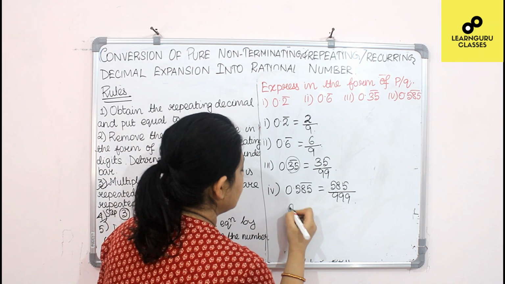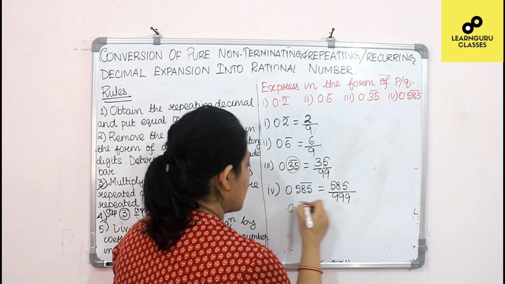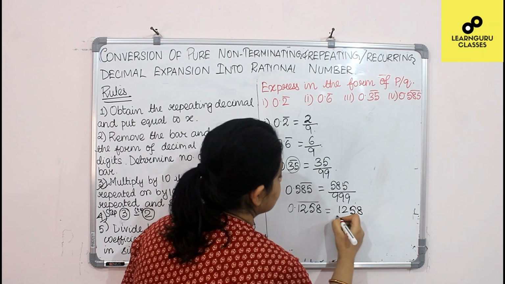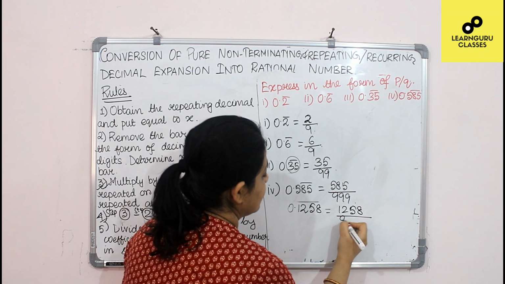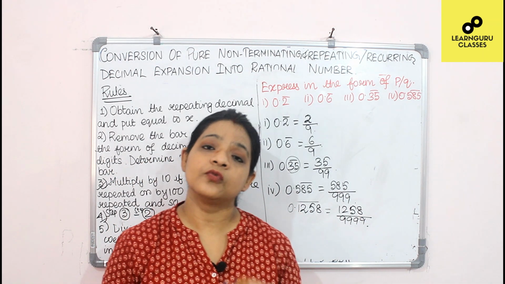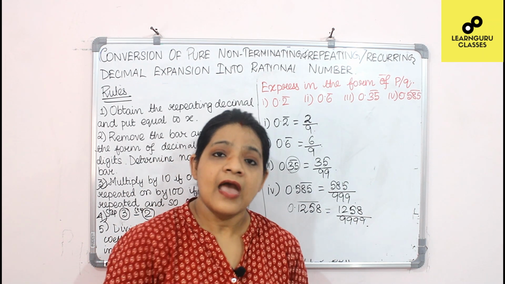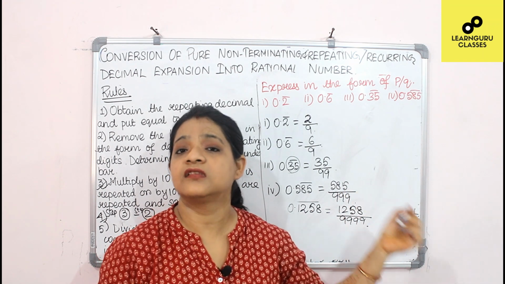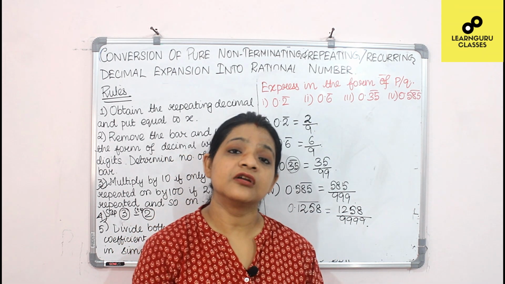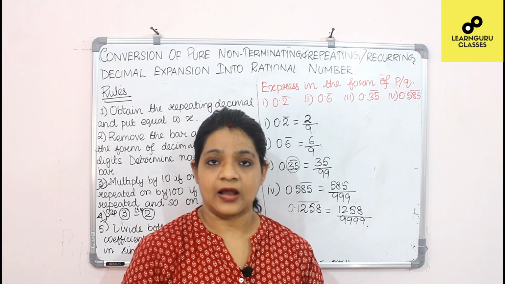Suppose you are given one number, 1258, and the whole thing is under the bar. So what will you do? 1258. Since 4 digits are under the bar, we will write 9999. So this is the rule for solving this sum. Without calculations, without doing anything, you can directly write down the result. And this trick is necessary when you will be solving sums for conversion of mixed recurring decimal expansion into rational number.